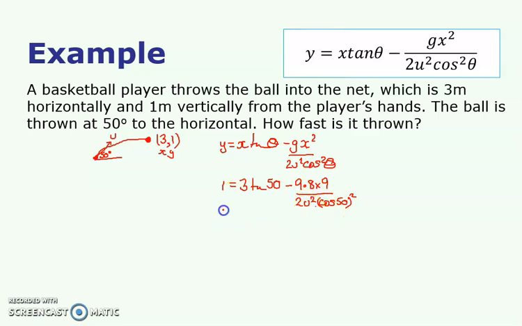So I can just type this in. I can say 1 equals, now 3 tan 50. I'm just going to do it on my calculator: 3 times tan of 50, make sure you're in degrees. I get 3.575, and I'm going to say 3 minus 9.8 times 9 divided by 2. But then I also need to divide by that cos 50 squared. So I'm going to do that now, divided by the cos of 50, and I shall square that answer.